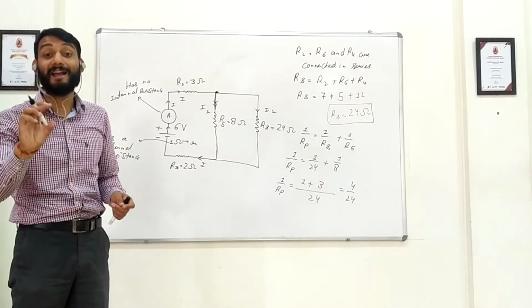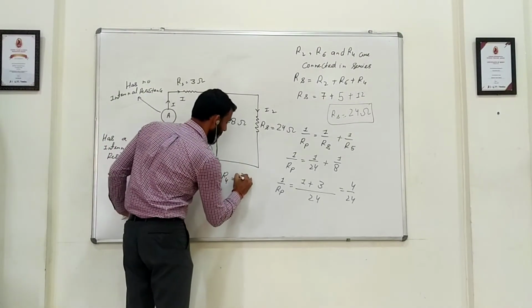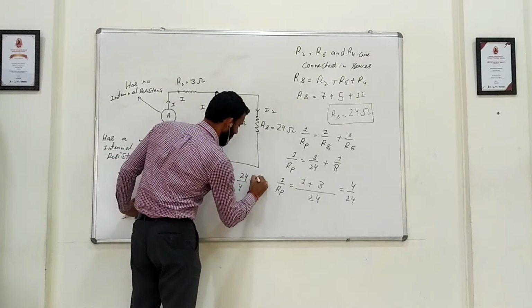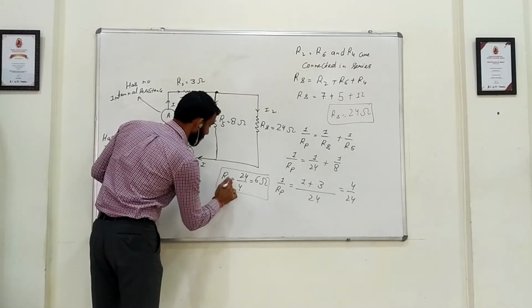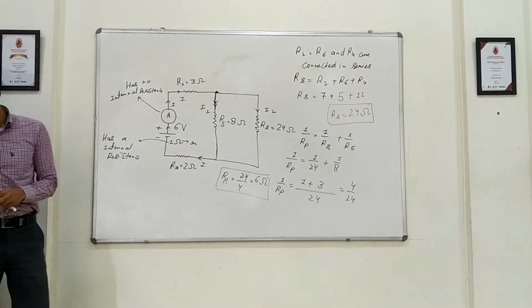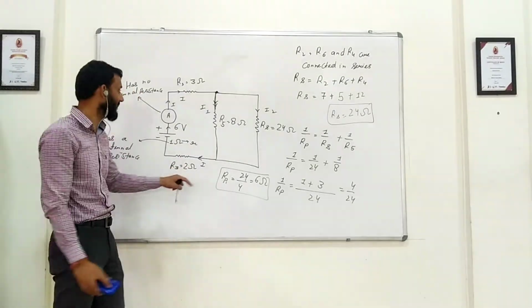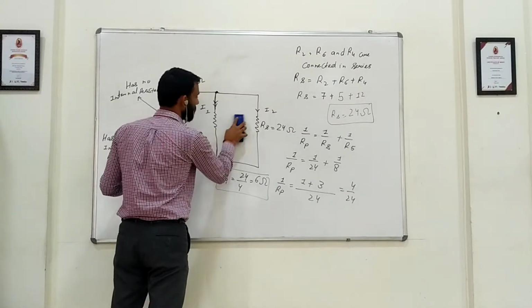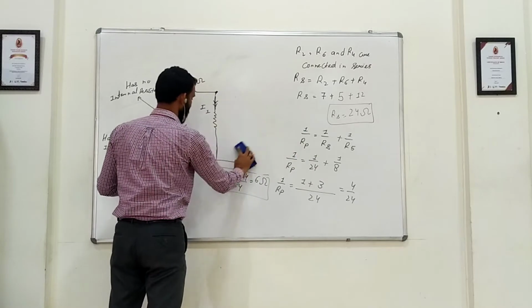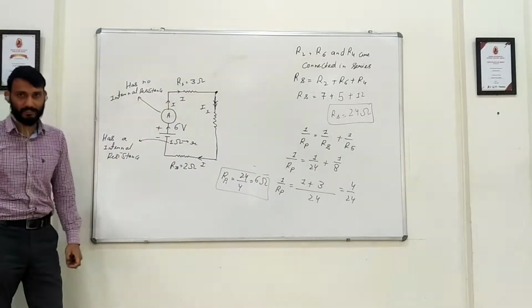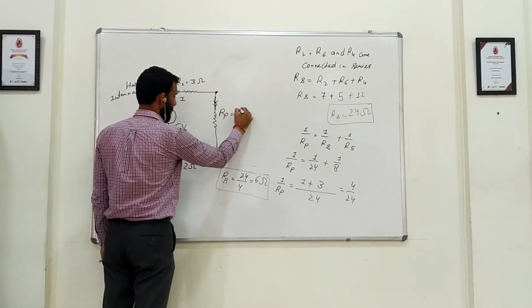Because I want to calculate Rp, not 1 upon Rp. So Rp will be equal to 24 upon 4, which will be equal to 6 ohm. So the combination of these two, Rs and R5, gave me a single resistor which is 6 ohm. So now instead of these two, I will have just one resistor, and that one resistor will be 6 ohm, and that will be Rp.